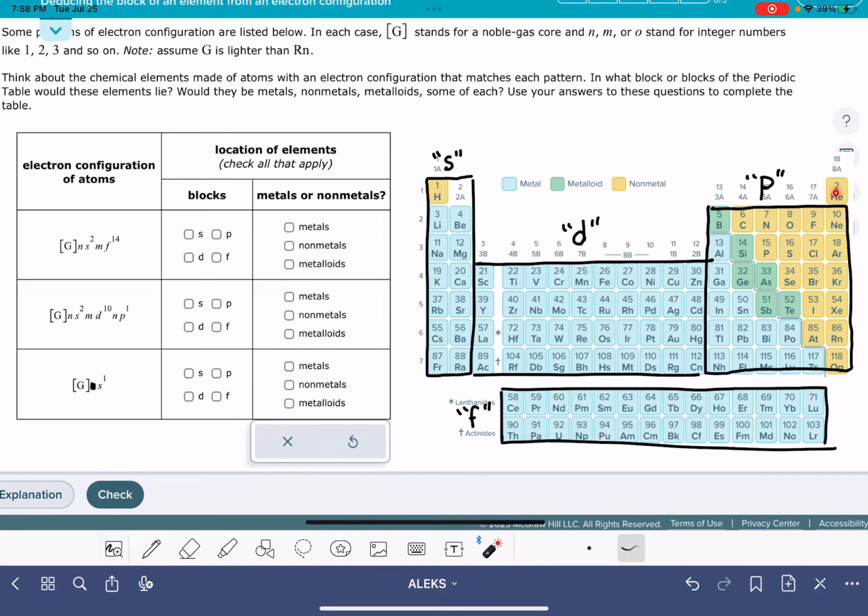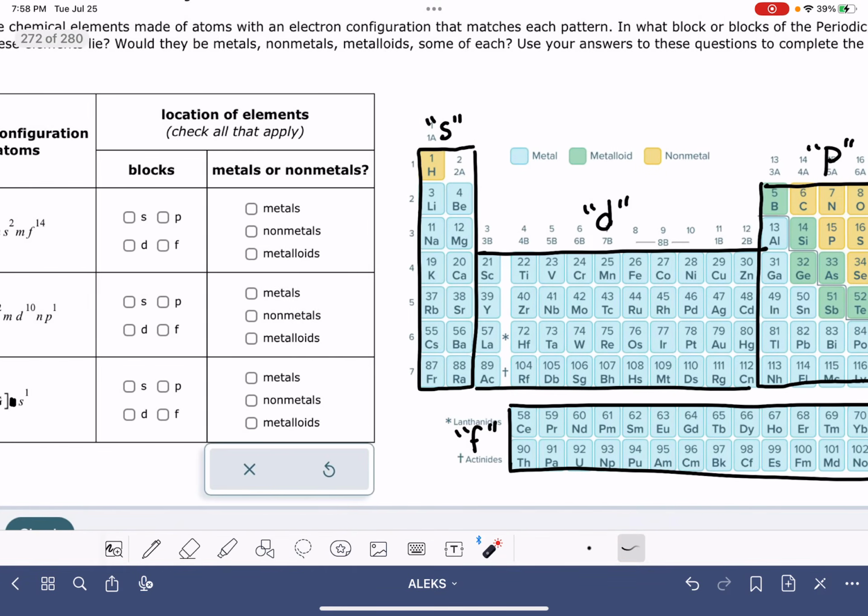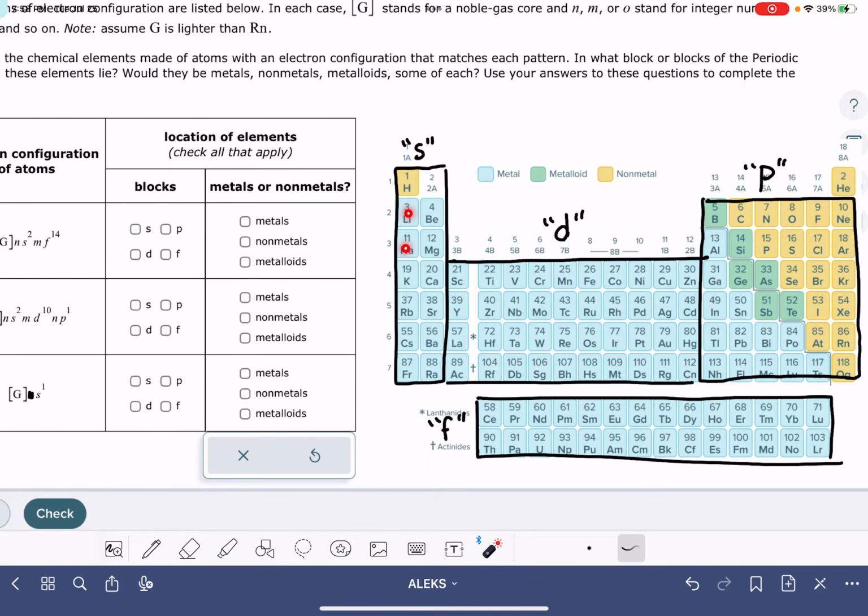So it could be helium, 2s1. It could be neon, 3s1. Argon, 4s1. Krypton, 5s1. Xenon, 6s1. The problem says, though, not radon. Don't include that. So this is a generic electron configuration for all of these elements right here. Helium, 2s1, neon, 3s1, argon, 4s1. I'm not going to read through them all again. All of these elements right here have that same general electron configuration.